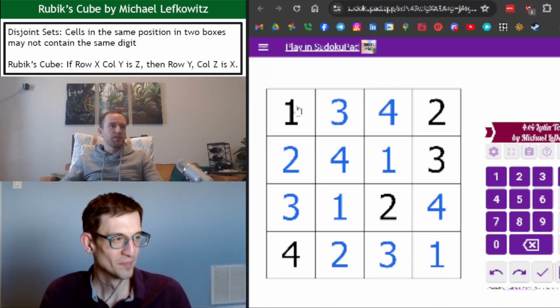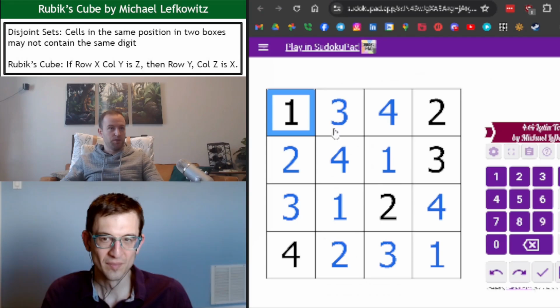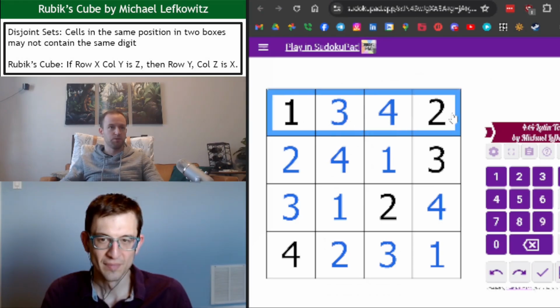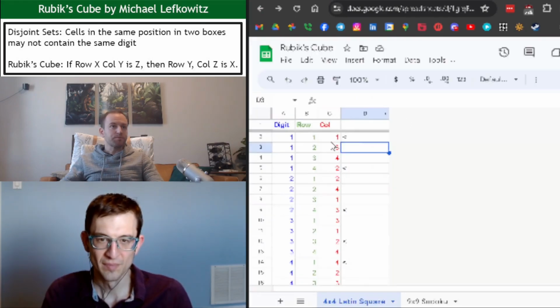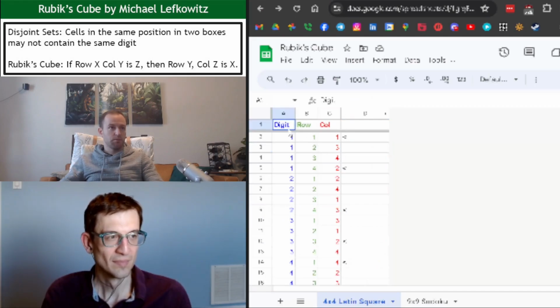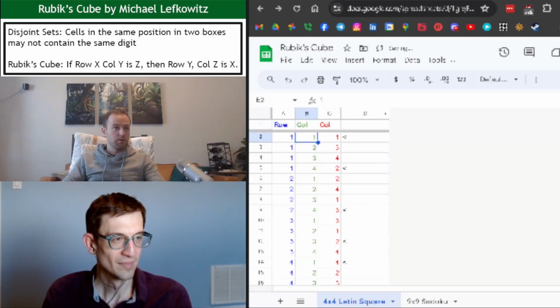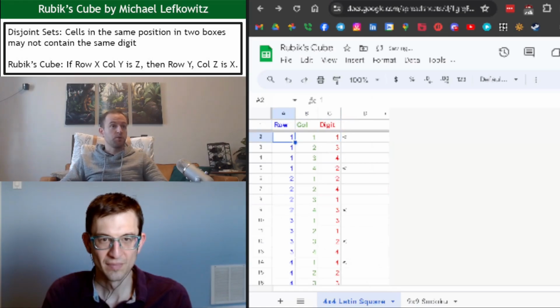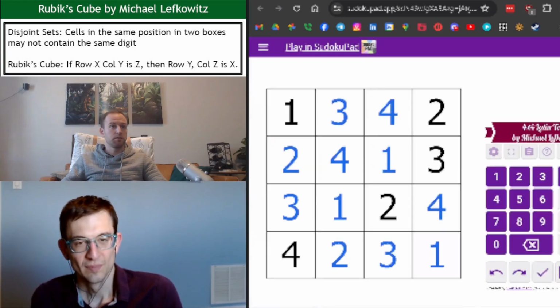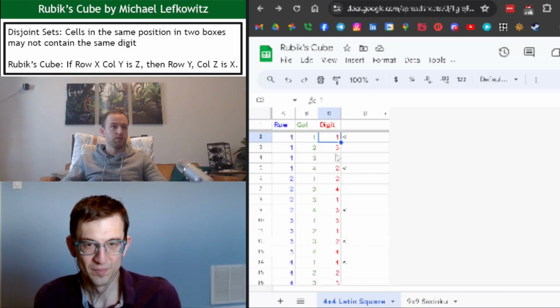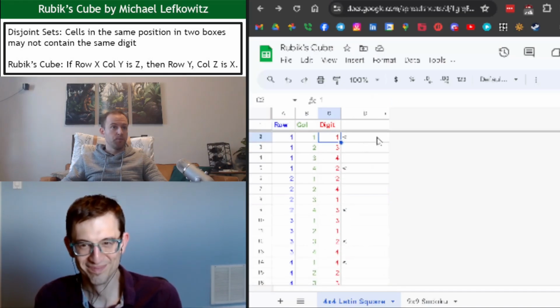Okay, so we can think of this in a couple of ways. One is that every digit in the solution, and there are 16 of them, is a point in 3-dimensional space, if you will. It has a row index. So for example, let's look at this one. This one is row 1, column 2, and its value is 3. And so we could represent this puzzle as a big spreadsheet. Row, column. Okay, so row 1, column 1 is digit 1. You can see that in the puzzle. And row 1, column 2 is digit 3. And there's going to be 16 of these, right?